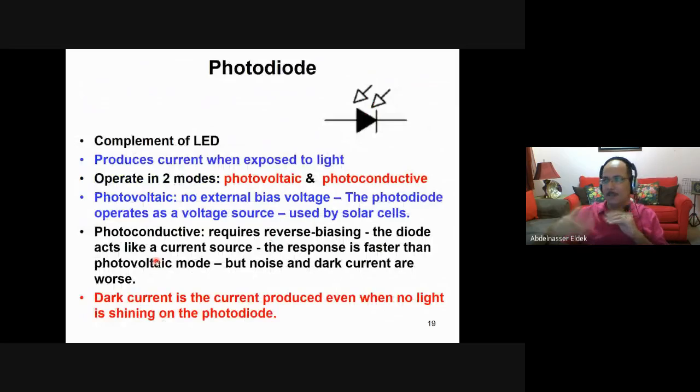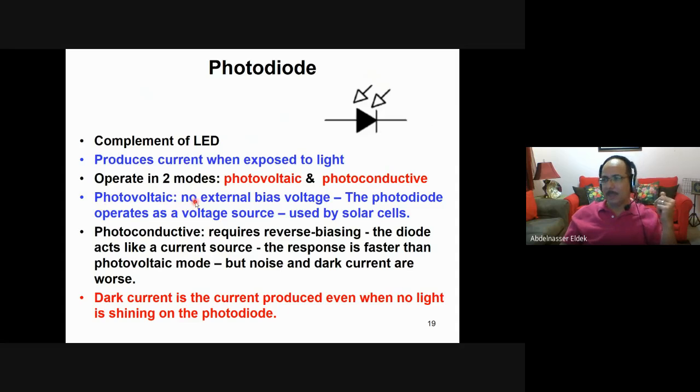The next one is a photodiode. The photodiode is the one that we use for the solar cells. You have it in the sun. It will absorb the sunlight and then create a current, so you can store it and so on. And there are two types of photodiodes. One is called photovoltaic, and the other one is photoconductive.